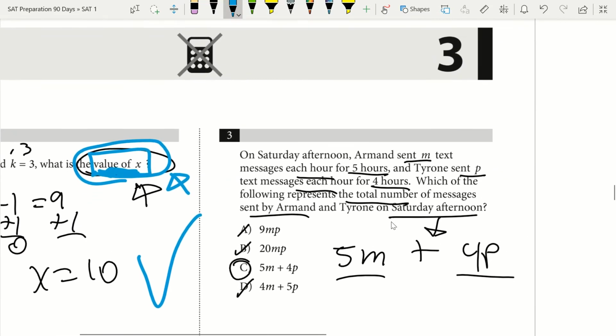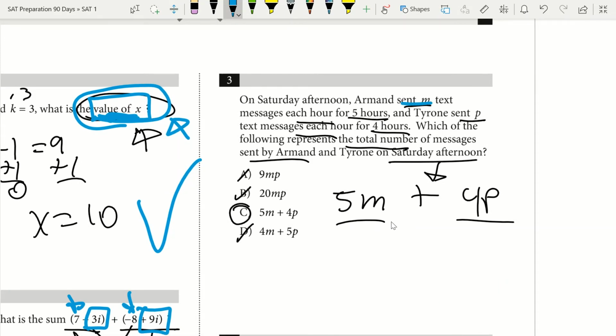Number 3. All right, I've got Armand is sending M text messages per hour for 5 hours. So his total then is going to have to be 5 times M. Tyrone's sending P text messages each hour for 4 hours. His total is 4P. I'm asked for the total number of messages sent between them. That's going to be 5M plus 4P. Answer C. That one's checked.